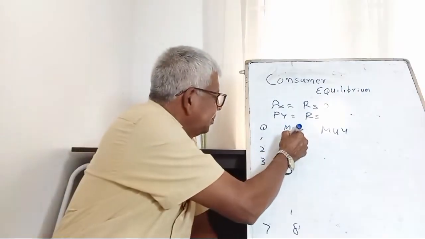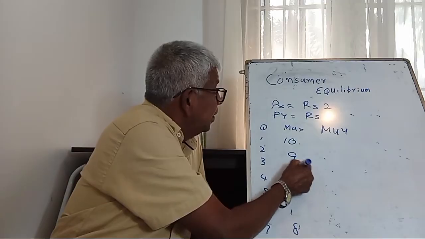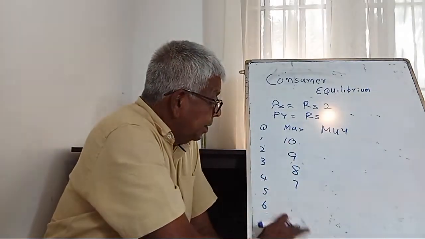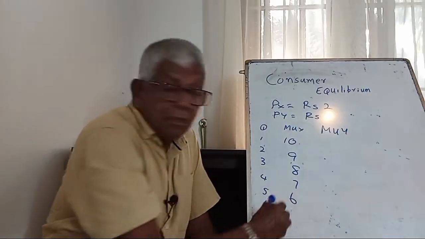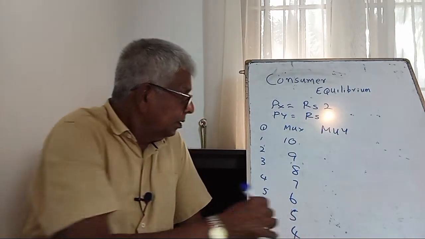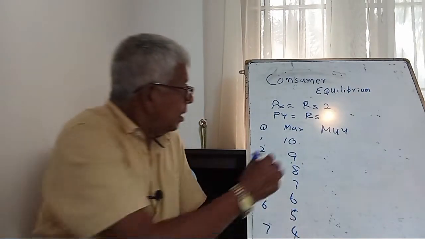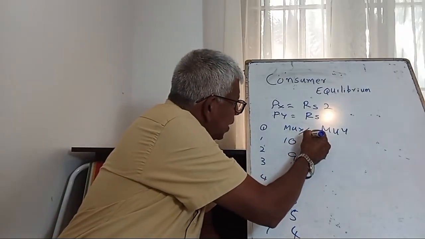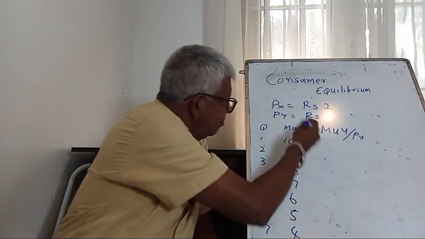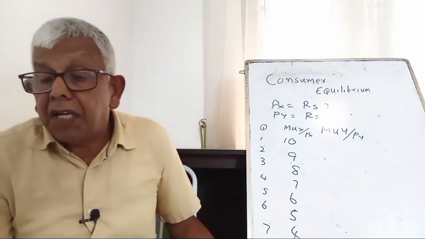So: 10, 9, 8, 7, 6, 5 and 4. MUx divided by Px, MUy divided by Py.